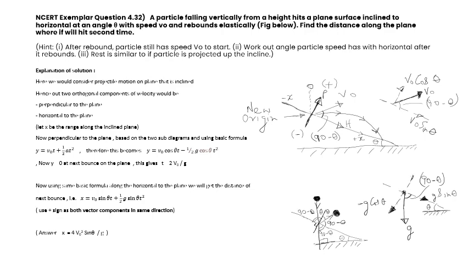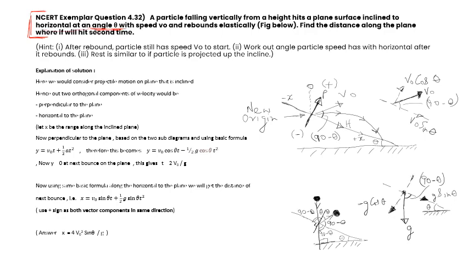Okay, let's look at the last question here. This is from the NCERT Exemplar book, and the question number is 4.32 there. So this is our question at the top again. So what does it say? A particle falling vertically from a height hits a plane surface inclined to the horizontal at an angle of theta.